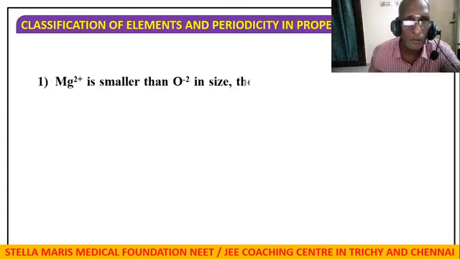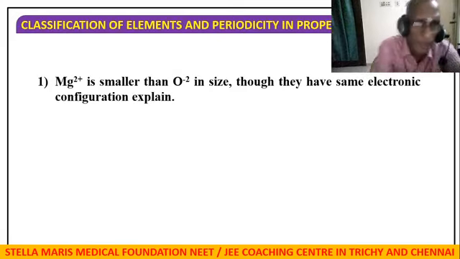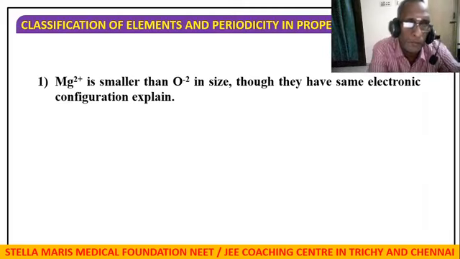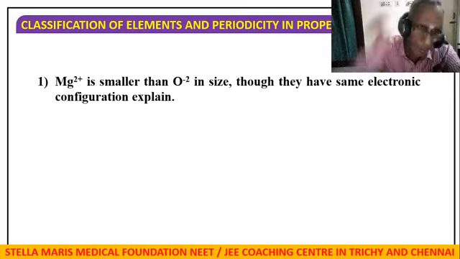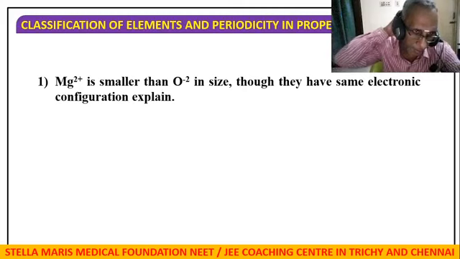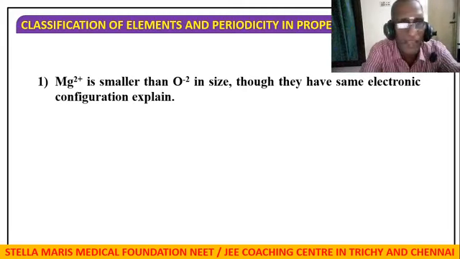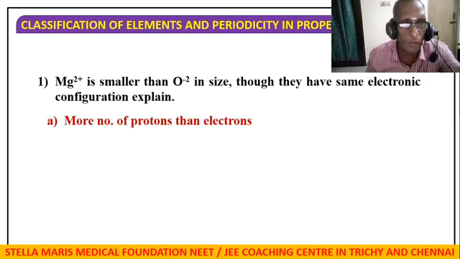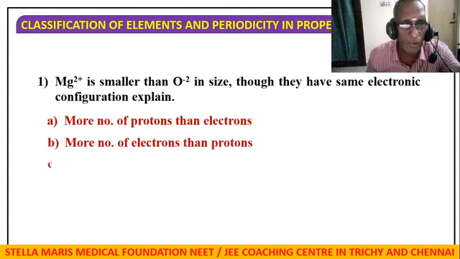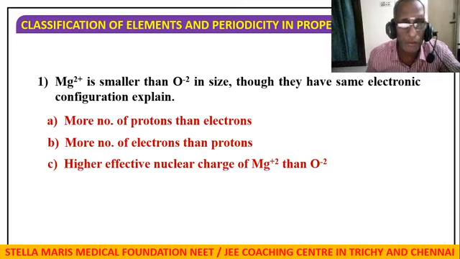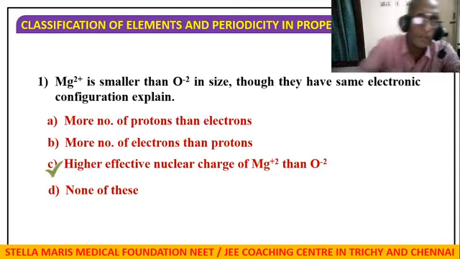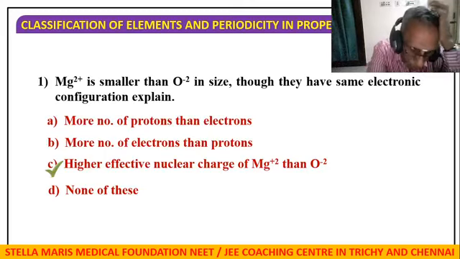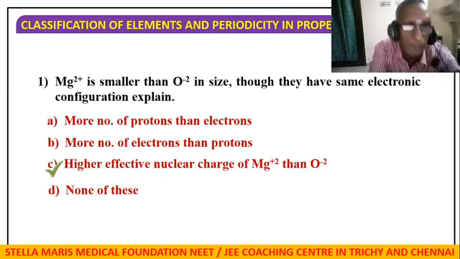Now some important questions as in your book. Magnesium 2 plus is smaller than the oxide anion in size, though they have the same electronic configuration, because of the higher nuclear charge. More protons than electrons means higher effective nuclear charge. That is what we have studied.